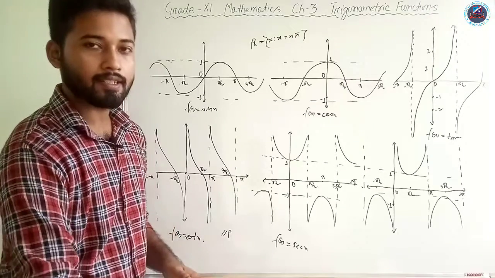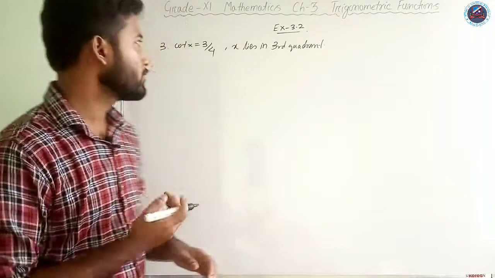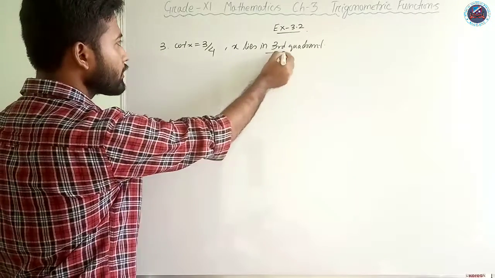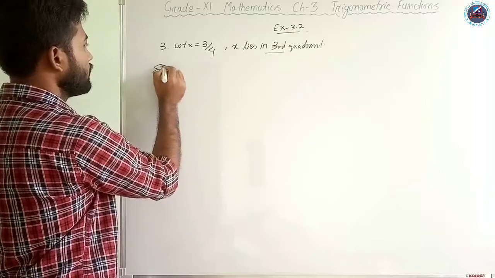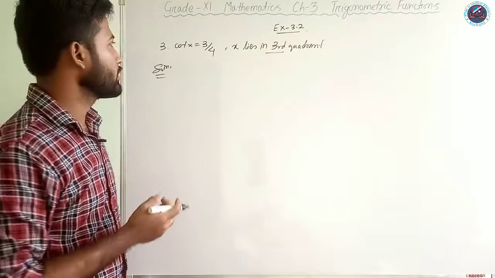So now let us see exercise 3.2. Now let us see question number 3 from exercise 3.2. Here it is given cot x is equal to 3/4 and x lies in the third quadrant. So this part is important. What we need to do is find all the other 5 trigonometric functions.